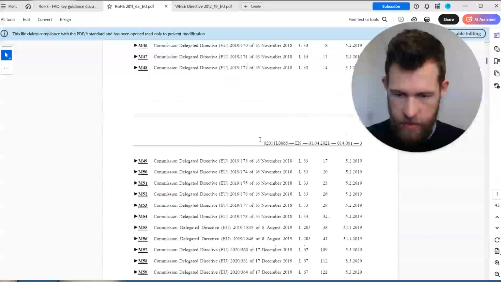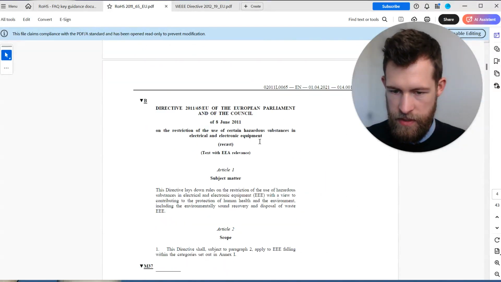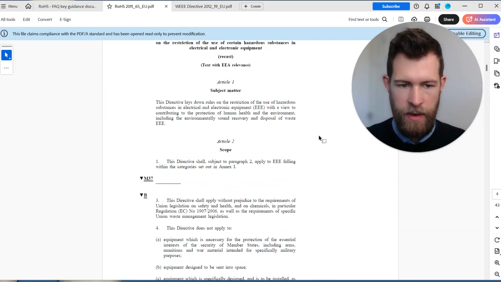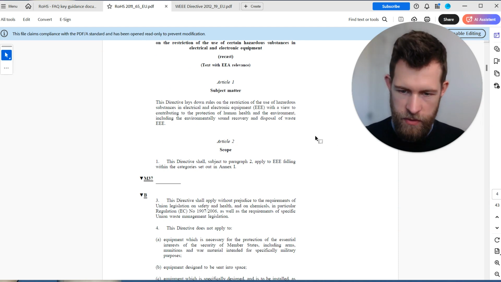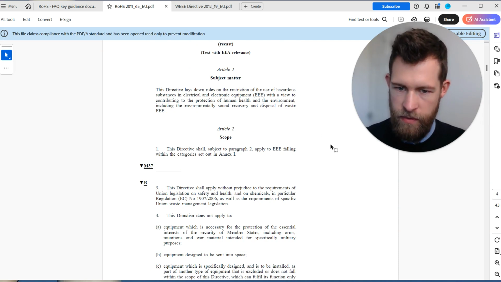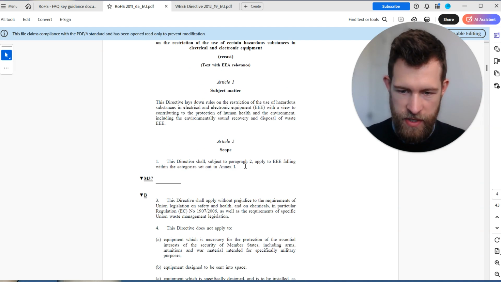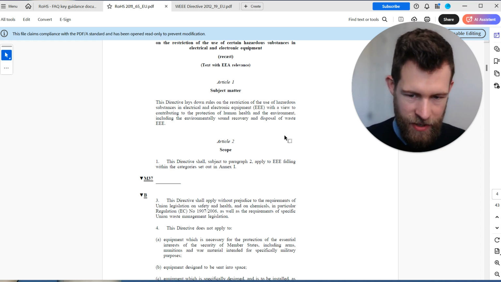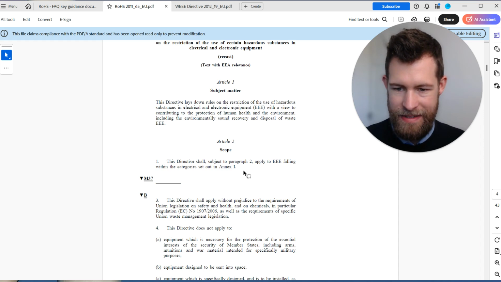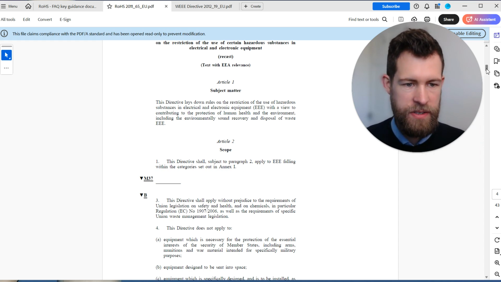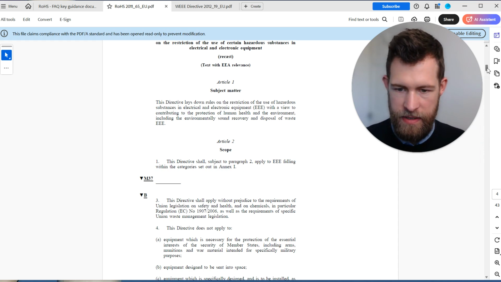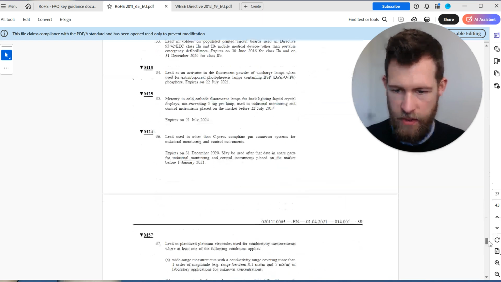So we'll just scroll down and find the scope, because that's the first thing we want to look at. We want to work out whether our piece of machinery falls within the scope of the RoHS directive. So this directive shall, subject to paragraph 2, apply to EEE, so electrical and electronic equipment, falling within the categories set out in Annex 1. So let's flick down and take a look at Annex 1.